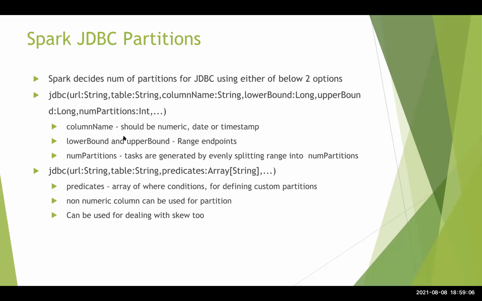For the lower bound and upper bound, you give the range endpoints. For example, if it is numeric, let's say I have 1 to 10 lakh records in the table. So I can give the lower bound as 1 and the upper bound as 10 lakhs. And then I can tell how many partitions it should have. I can say 10, or based upon my hardware or whatever, I can say 10 or 20.